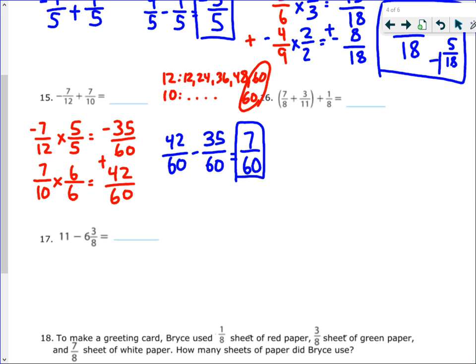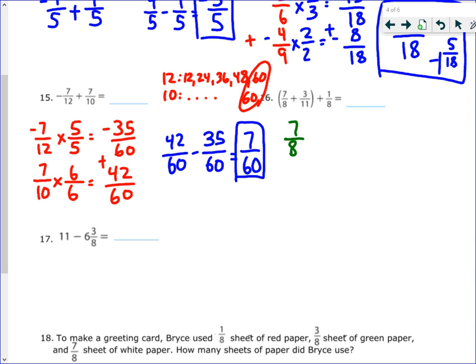16 is a little trickier because we have 3 of them. However, the 8s are the same, so really we're just working with 8 and 11. And if it's not obvious to you, it'd be 88. 88 is the common denominator. So we're going to change these to be 88, all of them. So we got 7/8.